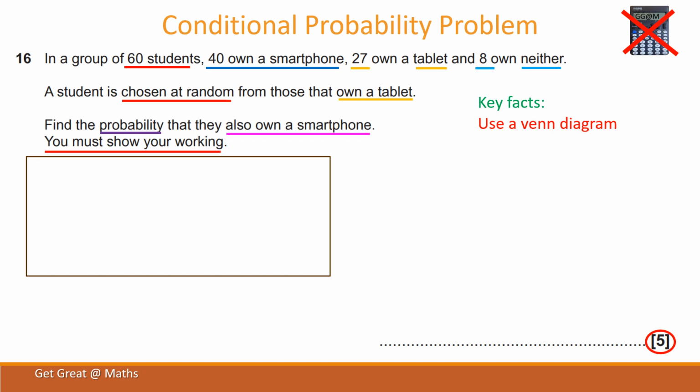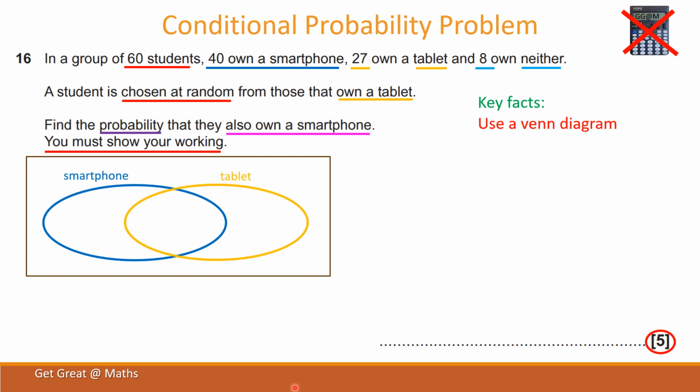So when you do a Venn diagram, you must have a box around the outside of a Venn diagram. Now we need 2 sections on our Venn diagram. One section is for the smartphone and the other section is for the tablet. Now we know that 8 people own neither, so we have got the number 8 on the outside.